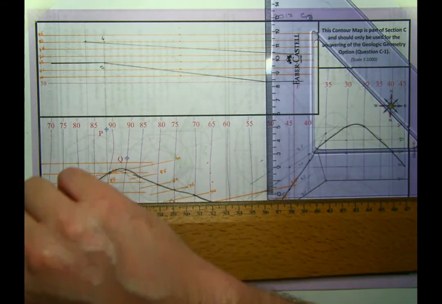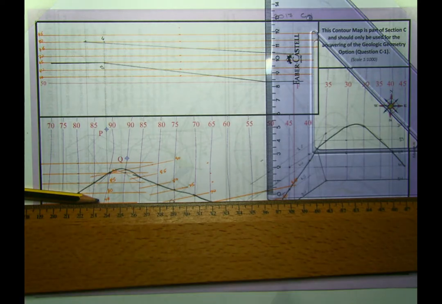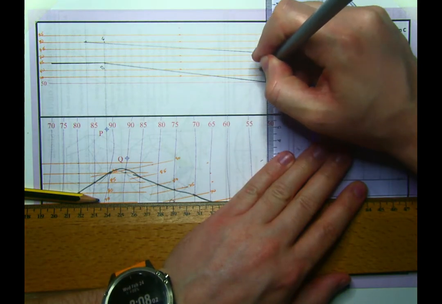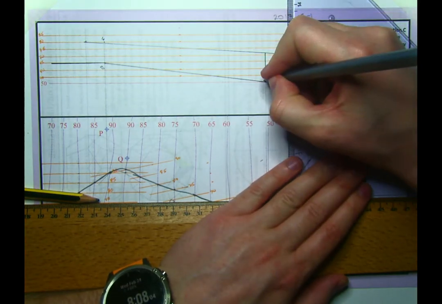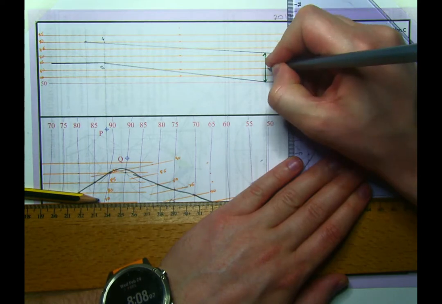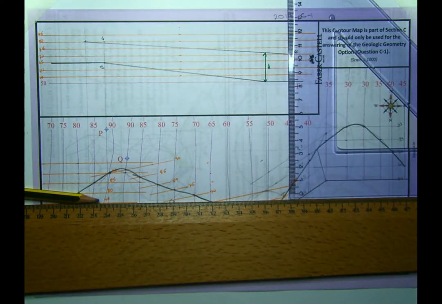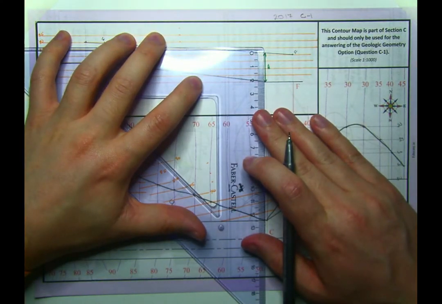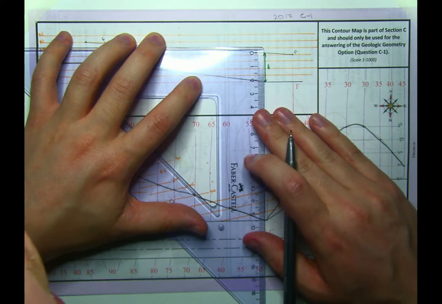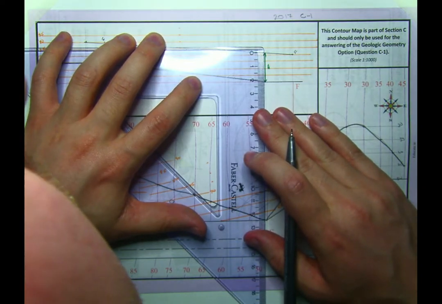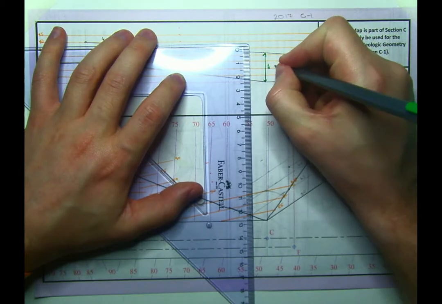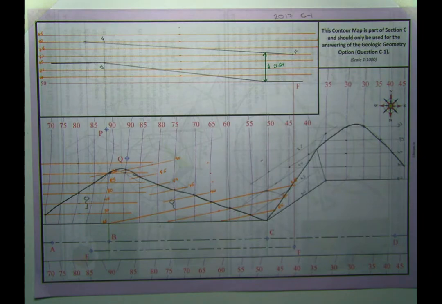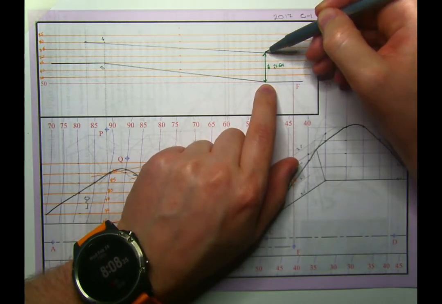So all we need to do in this case is put in a line here, and just indicate the height there, which is H. And there's no harm in measuring the length of that line there, and writing that on. So 21.5 meters. So that's the height, that's the maximum height between the ground and the cable.